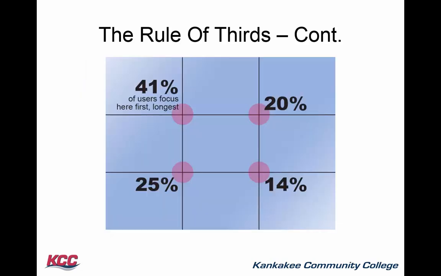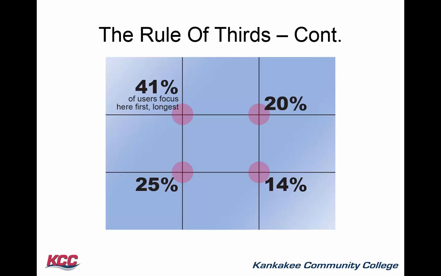The rule of thirds is basically drawing the eye to this sweet spot. 41% of viewers focus here first, and then 20% of our viewers focus on the second one over here in the upper right, and 25% look down here in the lower left, and last but not least is 14% down the lower right. So most of the time we're trying to get these 2 types of views, or possibly the third one.